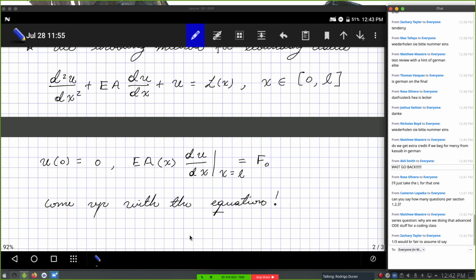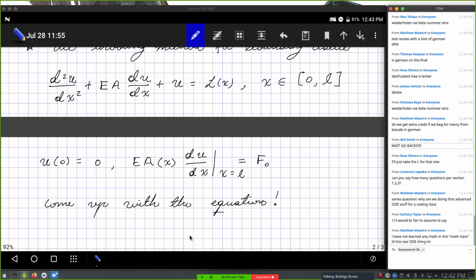One third will be fair to assume, I will say. They're divided into three thirds, so that's why I divided into three sections. I will say each section has equally as many questions as the next one. So maybe if you're not good with the integral section, it's not like it's going to be a bigger part than the interpolation and least squares. I've not learned any math in this math class till this last ODE.